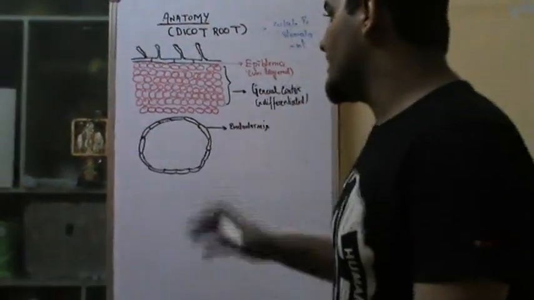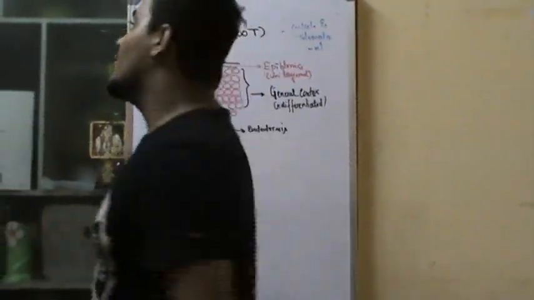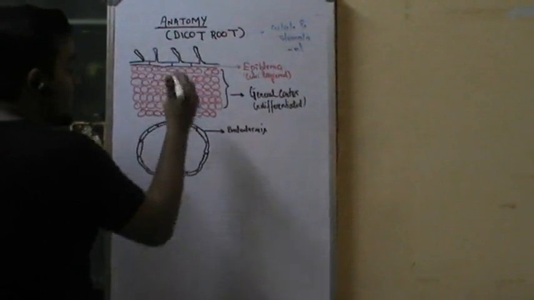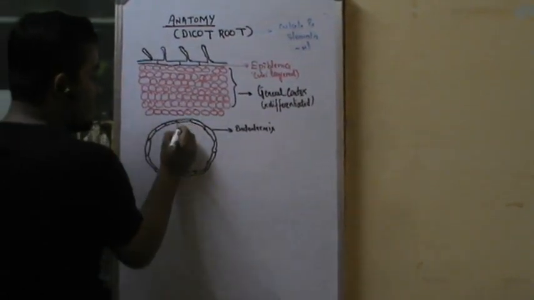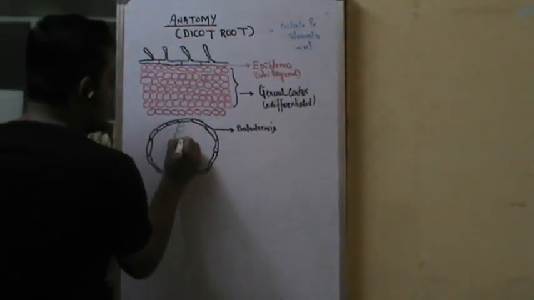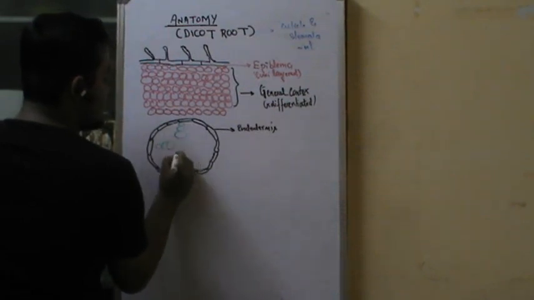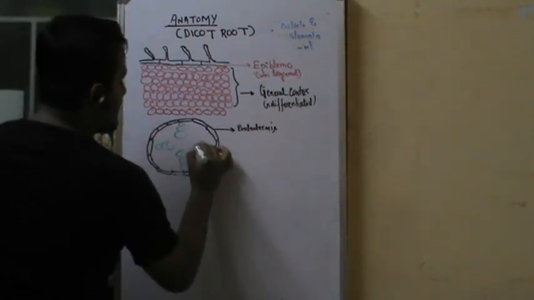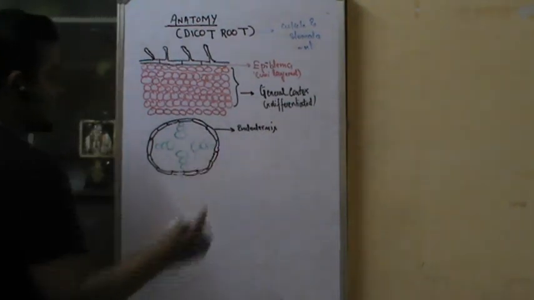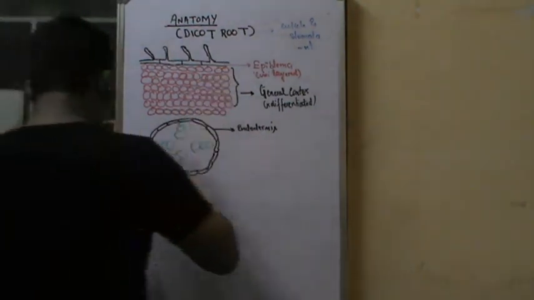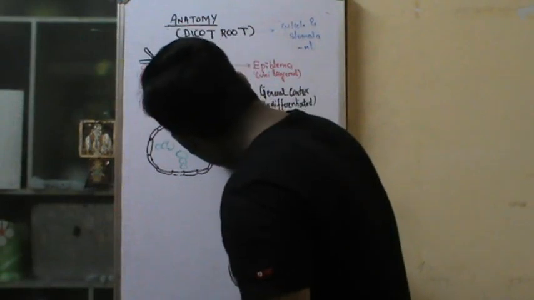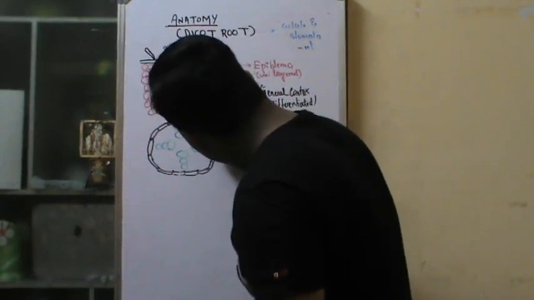Other than this, you have to remember that the condition has to be exarch condition. Exarch मतलब क्या? Centripetal. Centripetal मतलब क्या? PP बताया था ना, periphery. So protoxylem is something which is going to be towards the periphery, whereas the metaxylem will be towards the center. कुछ इस तरह. Okay? ऐसा. ऐसा. Okay. Other than this, what you have to remember is this one. There will be some specialized cells यहाँ पे.